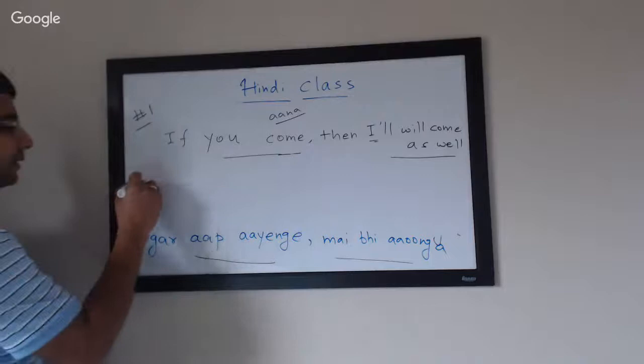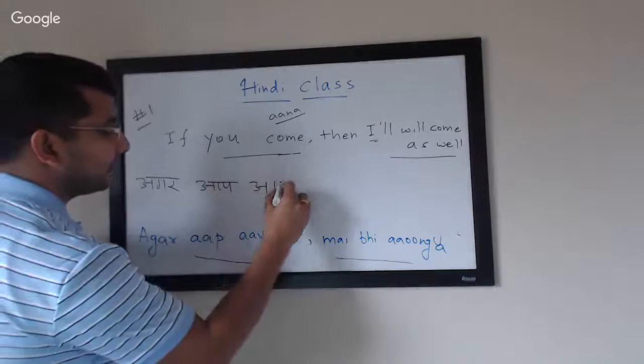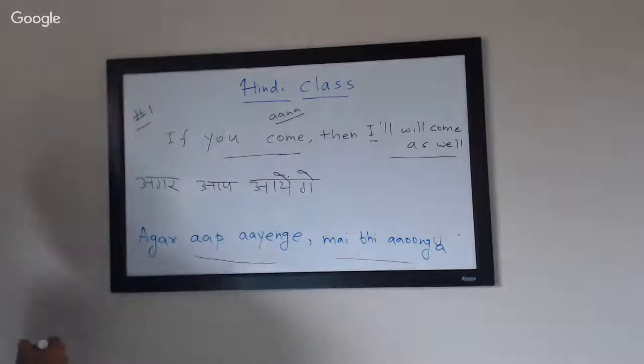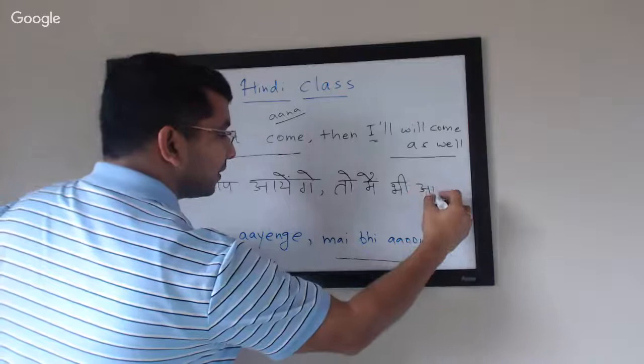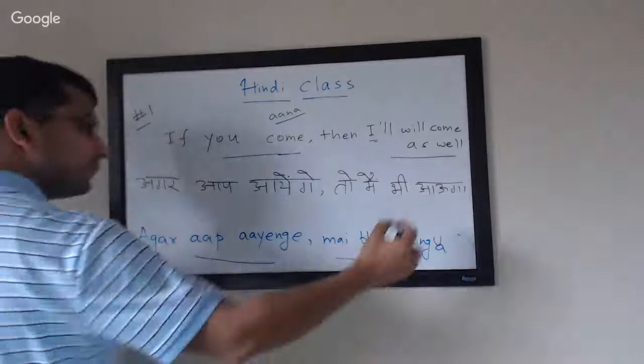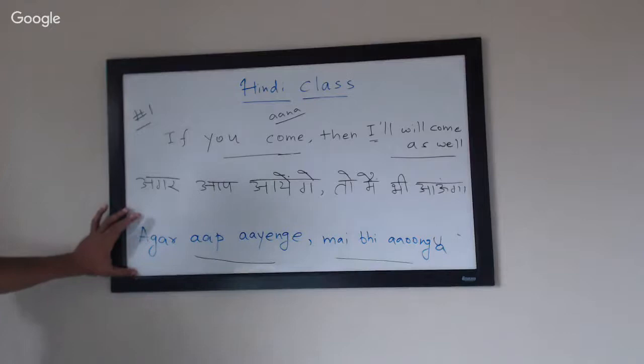Okay. Agar, and then aap, and then you will say, अगर आप आएंगे तो मैं भी आऊंगा. Okay, for those of you who are new, if you don't know Devanagari script, that's completely fine. You don't have to worry about it. You just focus on Roman script. Okay, so I hope the structure is very clear to you.